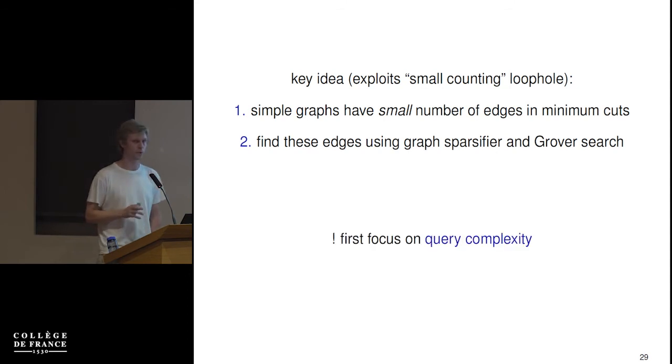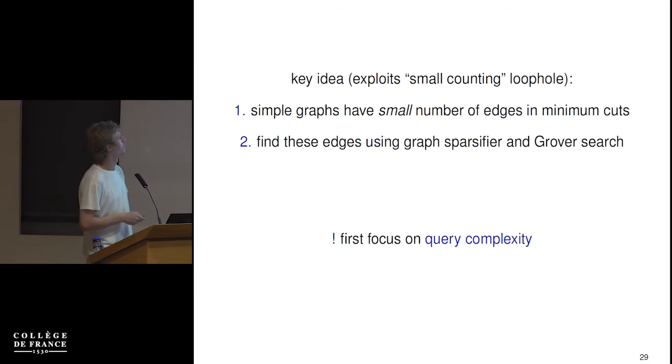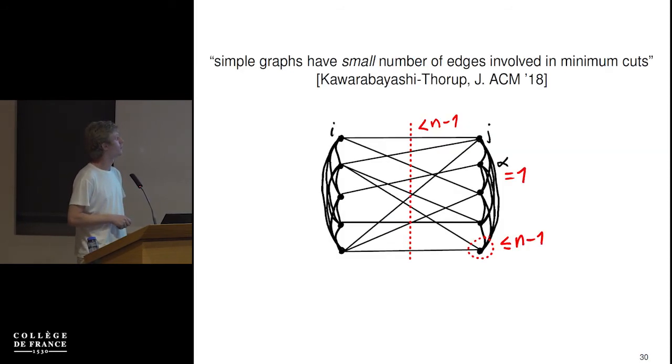Let me first focus on just the query complexity, because the time complexity is kind of a more complicated story in this problem. So I mentioned that simple graphs have a small number of edges involved in the minimum cuts. And this was an observation by Kawarabayashi and Thorup, a pretty profound observation that in the end is not all too hard to prove. Like there's a self-contained proof, just half a page. But the idea, let me sketch the idea. This is the graph that we saw before, where we have this clique here, and then we just have this set of edges in between. And if we take alpha to be very large, then we can enforce the minimum cut to cross through the middle, and so the number of edges involved in the minimum cut can be as large as n squared.